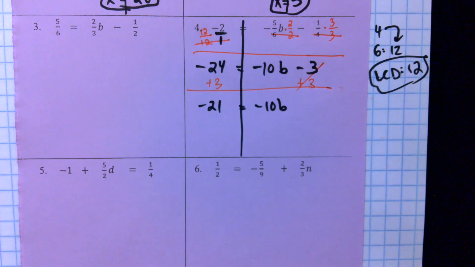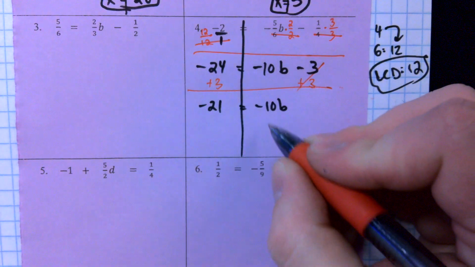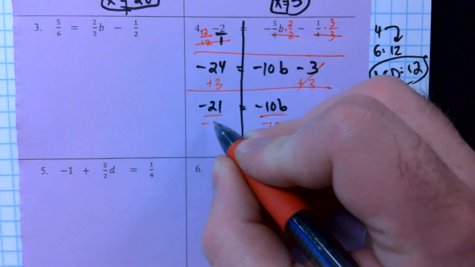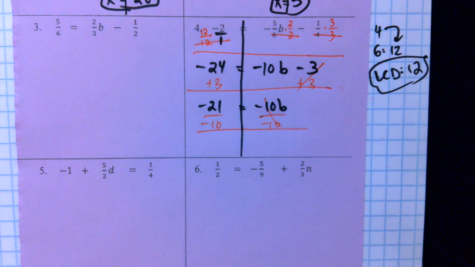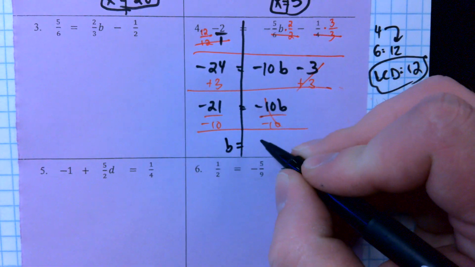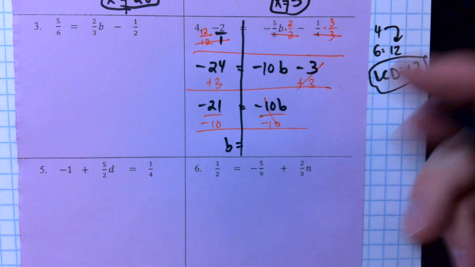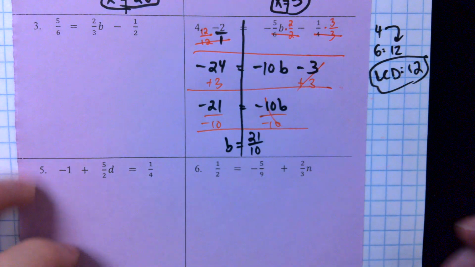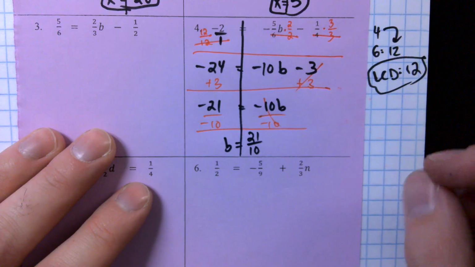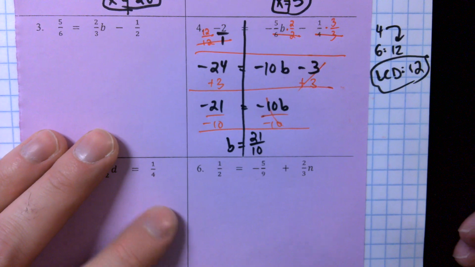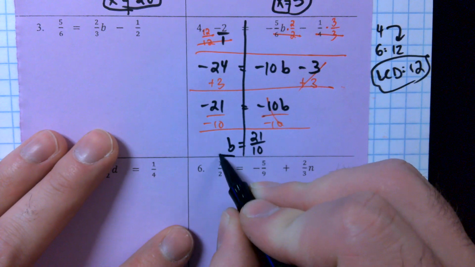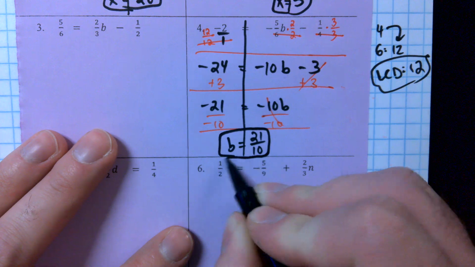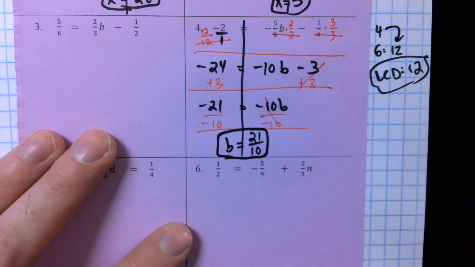What do I want to do now? Divide by negative 10. What's a negative divided by a negative always going to give me? A positive. Can I simplify 21 over 10? Nope. Should I turn it into a mixed number? 2 and 1 10. A mixed number? No, definitely not.